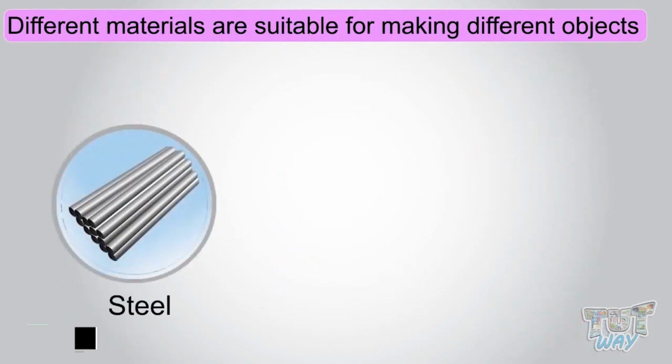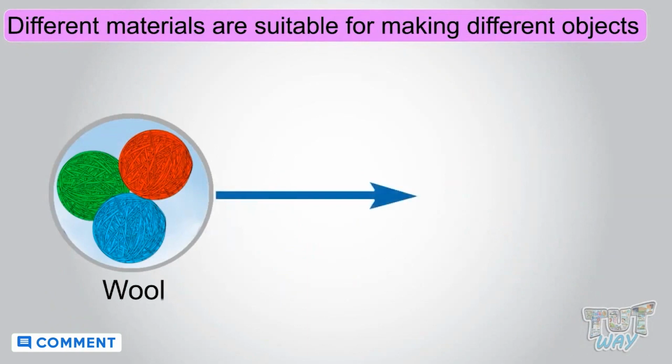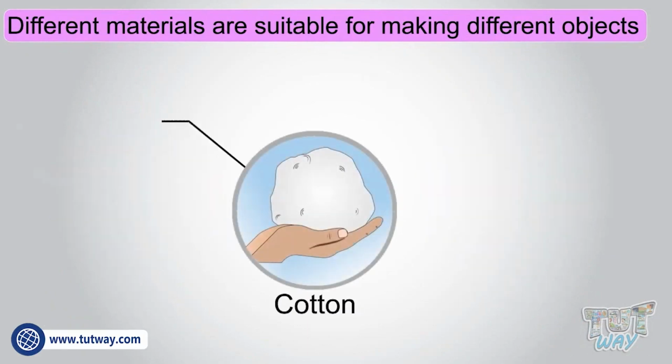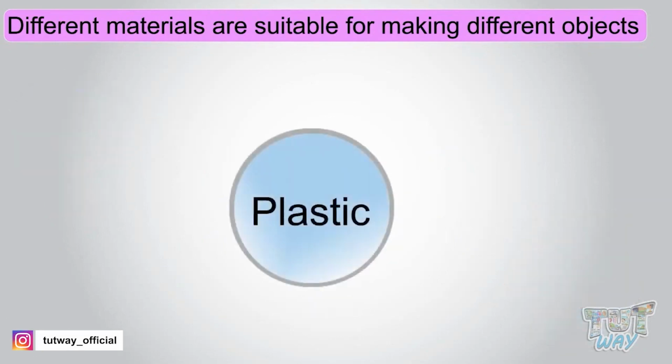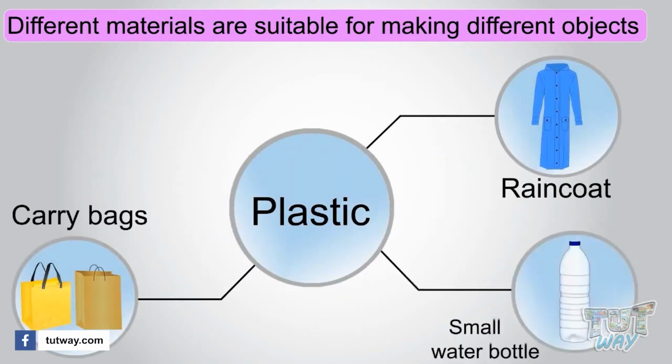Steel is suitable for making scissors. Wool is suitable for making blankets. Cotton is suitable for making clothes and bed sheets. Plastic is suitable for making raincoats, carry bags, and small water bottles.